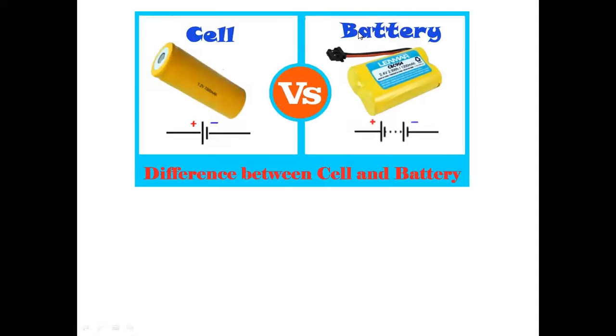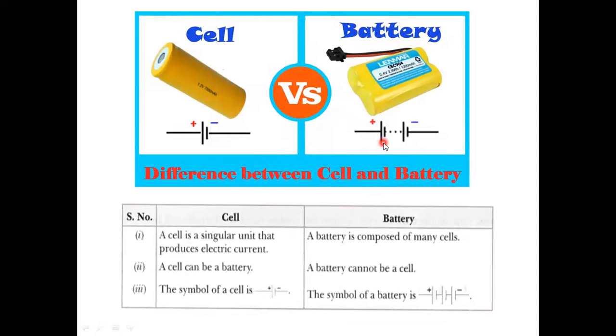Now, this is a cell and this is a battery, and we are going to study the difference between them. We can call this a battery too, but we can't call this a cell. A cell is a singular unit that produces electric current. A battery is composed of many cells. This battery has many cells inside.